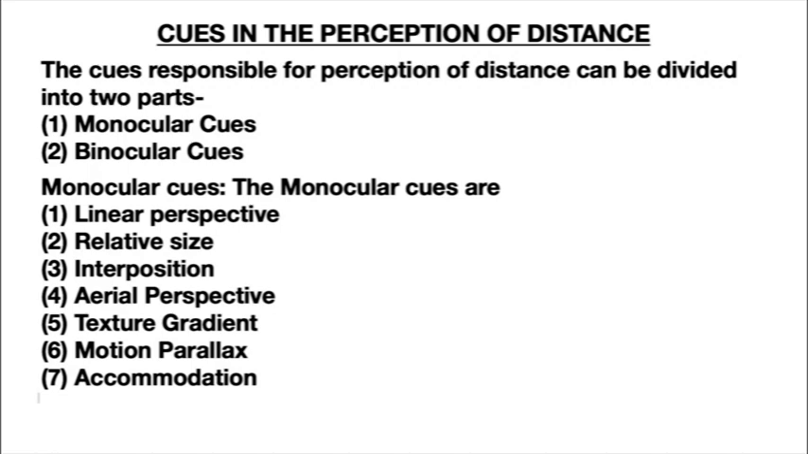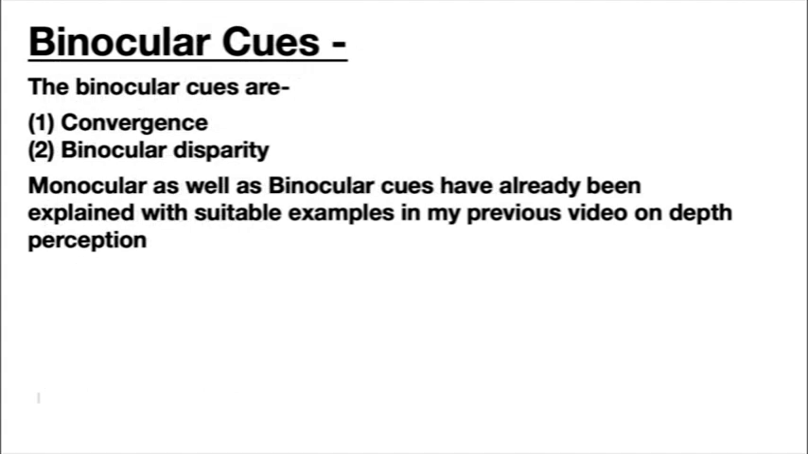I have explained all these in detail. The binocular cues are convergence, number one, and binocular disparity. Monocular as well as binocular cues have already been explained, as I am telling you again and again, with suitable examples in my previous video on depth perception.